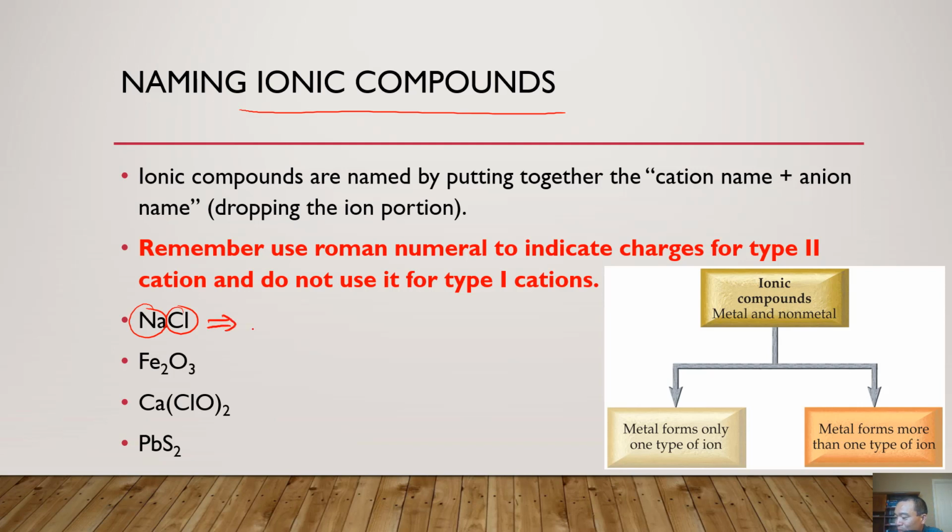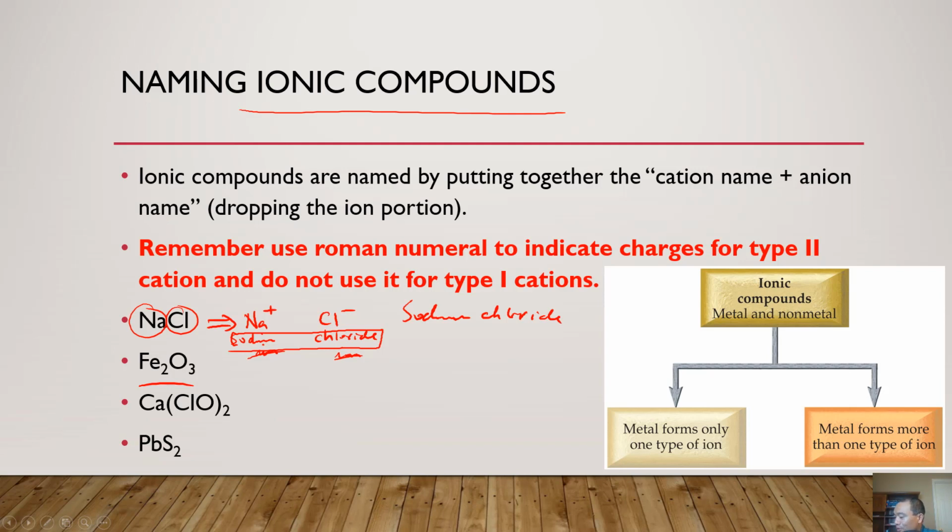So here, you basically need to get the ions. That's Na plus and the Cl minus. Na plus is sodium ion. Drop the ion portion. Cl minus is chloride, as we learned, chloride ion. So you drop the ion portion, that becomes sodium chloride. That's why you get that name. Remember, Na plus is type 1. So you don't call that sodium 1 ion, you simply call that sodium ion. That's why this becomes sodium chloride.